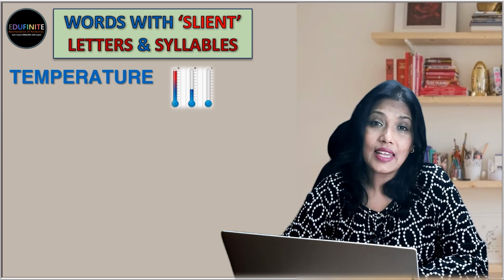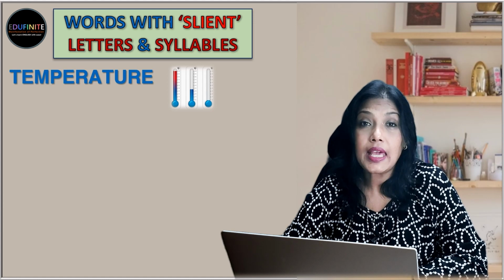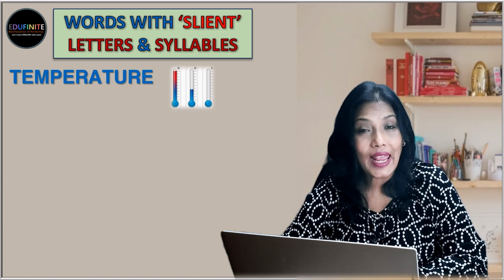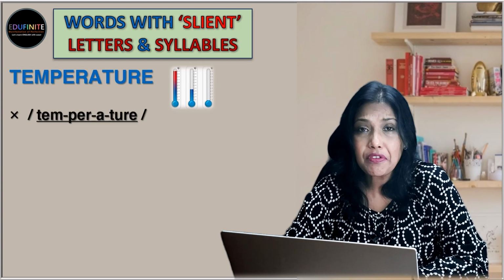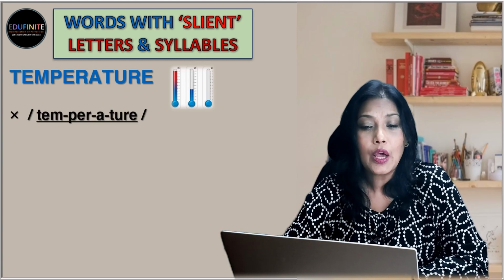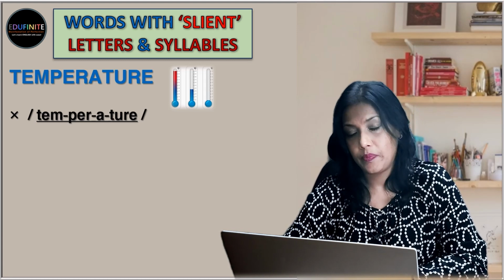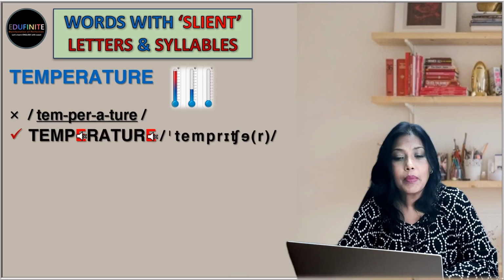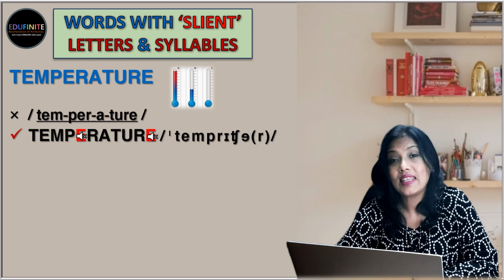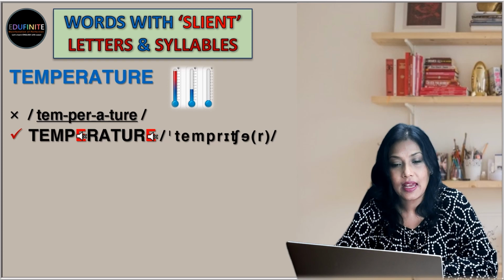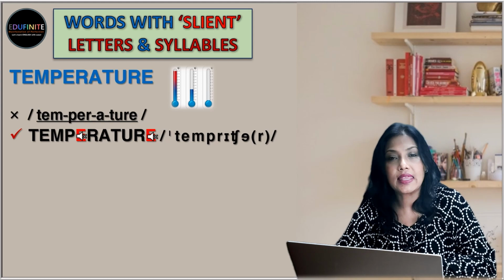Well, the next word is again very commonly used. It's TEMPERATURE. Now, how do we generally pronounce it? If we go by the spellings, we'll pronounce it tem-per-a-ture. Well, that's wrong. Why? Because there are two letters that are silent. And what are they? It's the E after P and the E at the end.